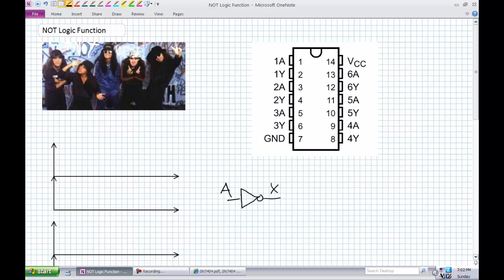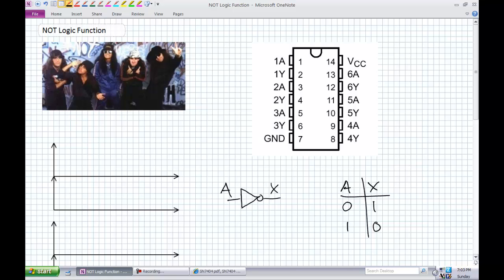Okay, our truth table, A, X. When A is a 0, X is the opposite. It's a 1. When A is a 1, it's the opposite. X is a 0. Okay, it inverts it. That's as far as we've taken it thus far. Let's go ahead and go into a deeper understanding of the NOT gate.